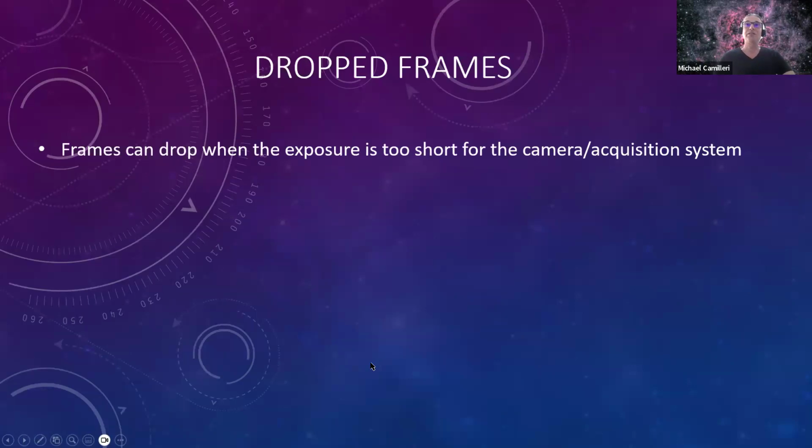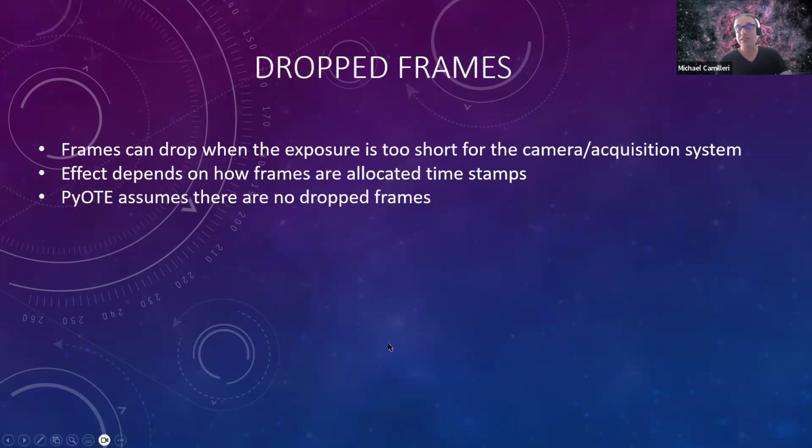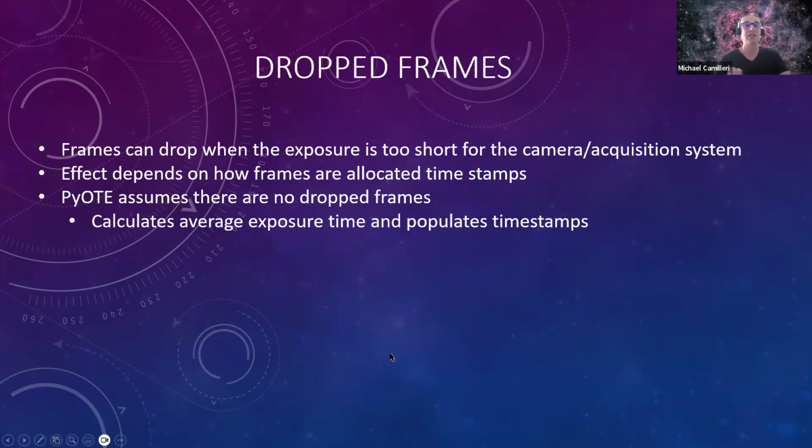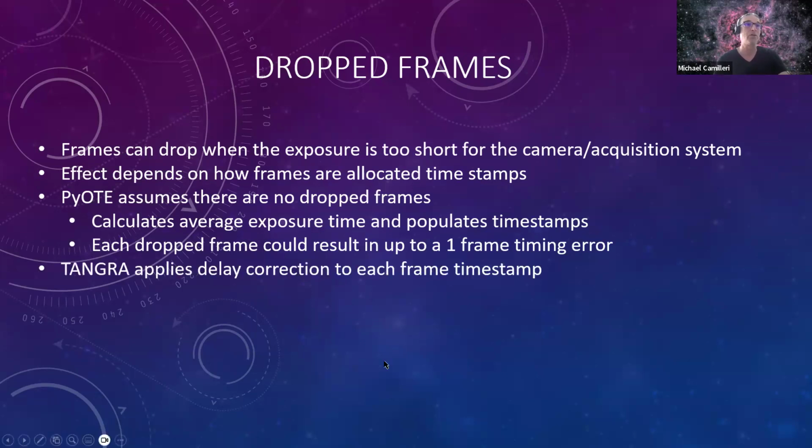So drop frames: if your exposure is too short for your camera's acquisition system to handle, you'll drop frames, and the effect will depend on how the timestamps are allocated. I've been told by Bob Anderson that PyOTE assumes that there are no drop frames when it calculates and populates its timestamps. So if you do have drop frames and you don't take care of them, you could get a 1 frame timing error per drop frame, depending on when that drop frame occurs.